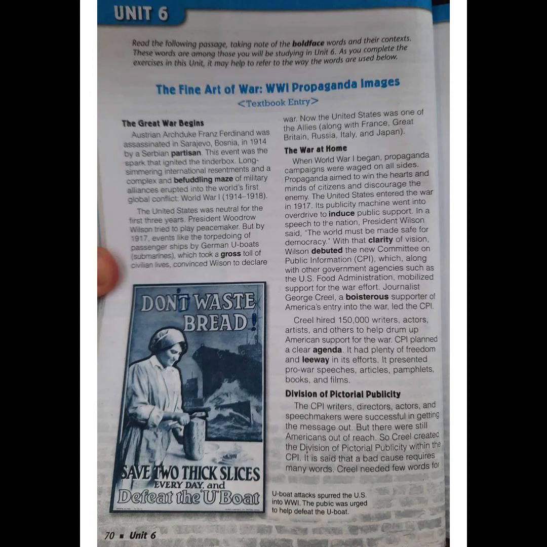The Fine Art of War, World War I Propaganda Images. Textbook entry. The Great War begins. Austrian Archduke Franz Ferdinand was assassinated in Sarajevo, Bosnia in 1914 by a Serbian partisan.